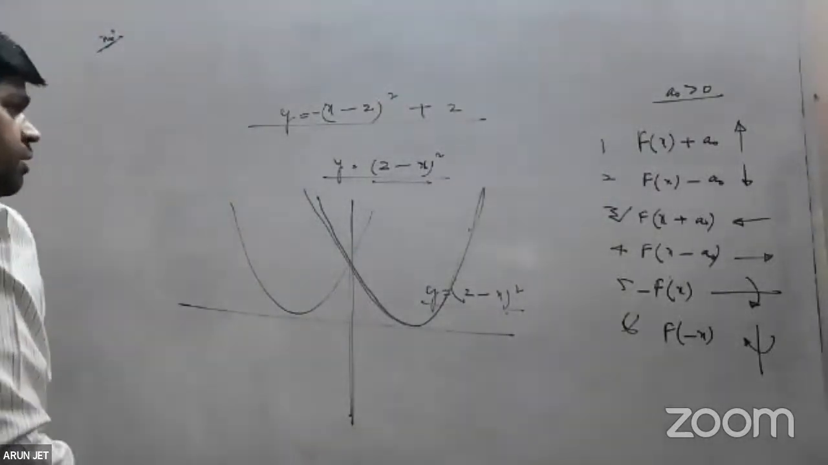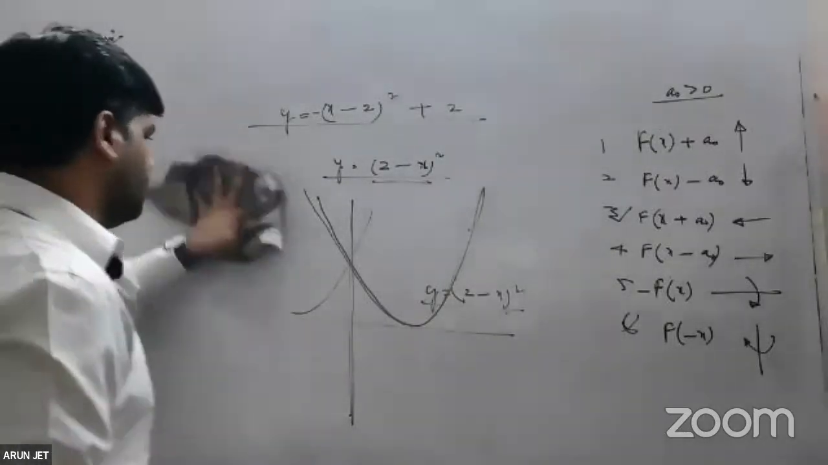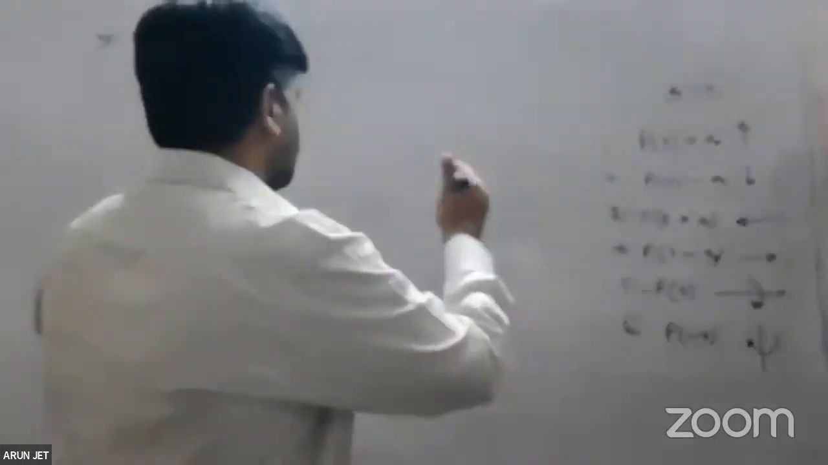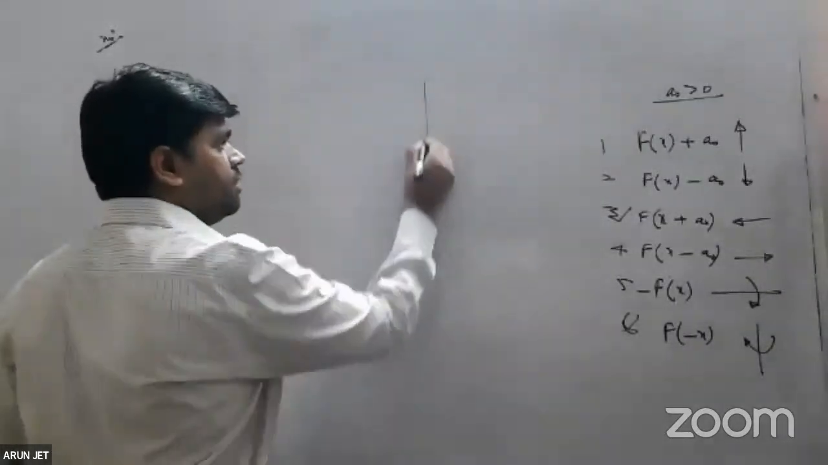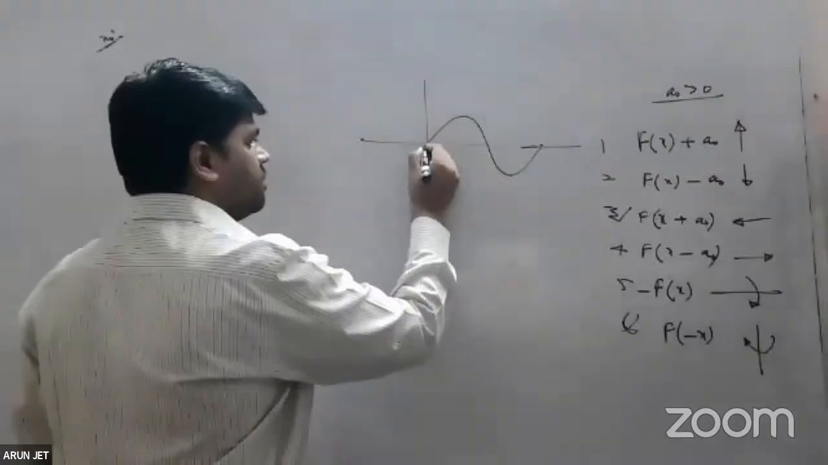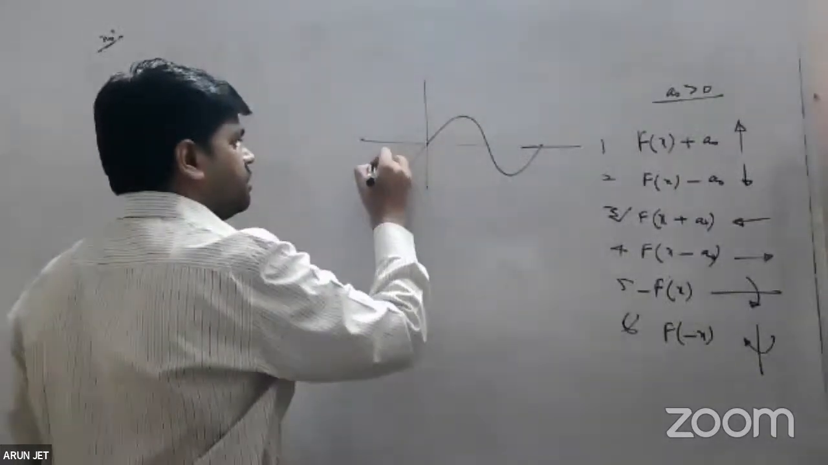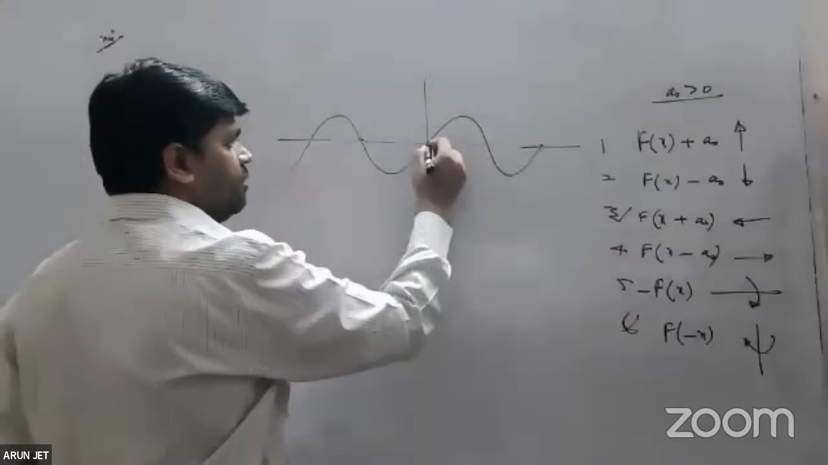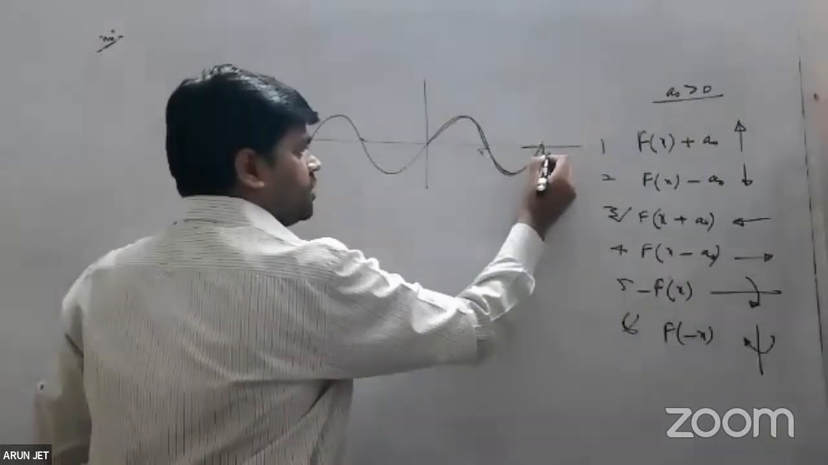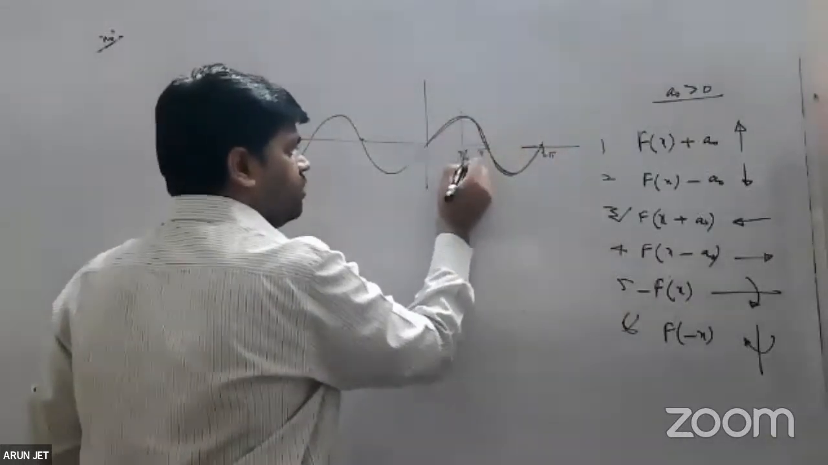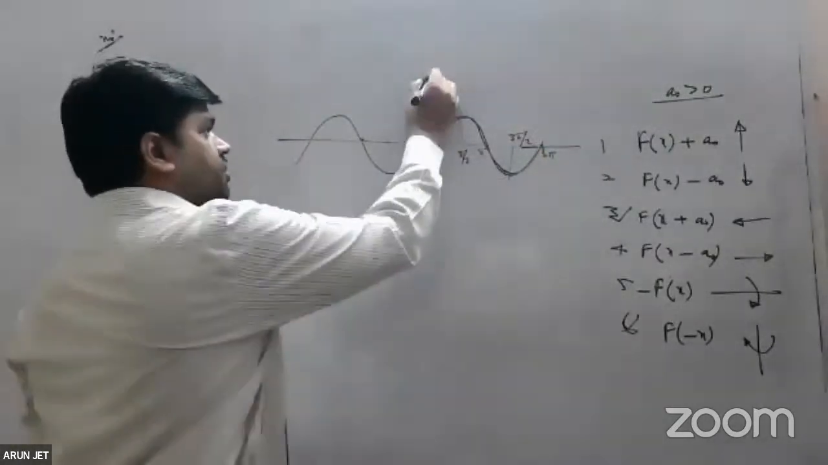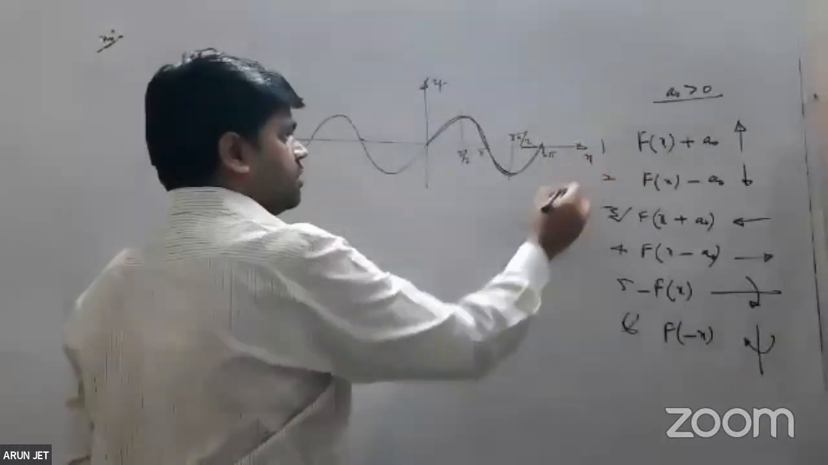So now let's move on to the next one. Let's go for trig functions. Same transformations for trigonometric functions. Say I've got the sine function, which is like this, and it goes on forever this way. But this is my sine function between 0 and 2 pi. This is pi, this is 2 pi, this is pi by 2, this is 3 pi by 2. So this is y is equal to sin x.